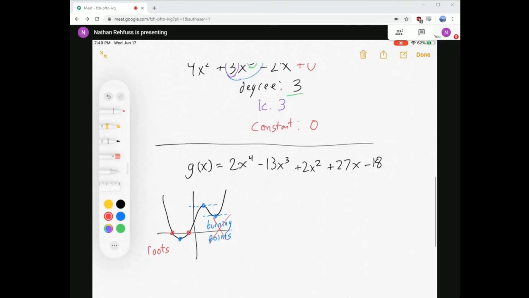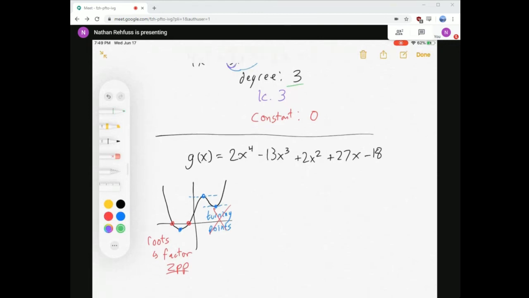The roots, though, if we can factor, we can use the zero product property. Each factor gives us a root, each root gives us a factor. Roots and factors are 2 sides of the same coin. I'm going to say this like 20 times in the rest of this chapter. 2 sides of the same coin. They correspond. Every root gets you a factor, every factor gets you a root, and it's real easy to go from one to the other.